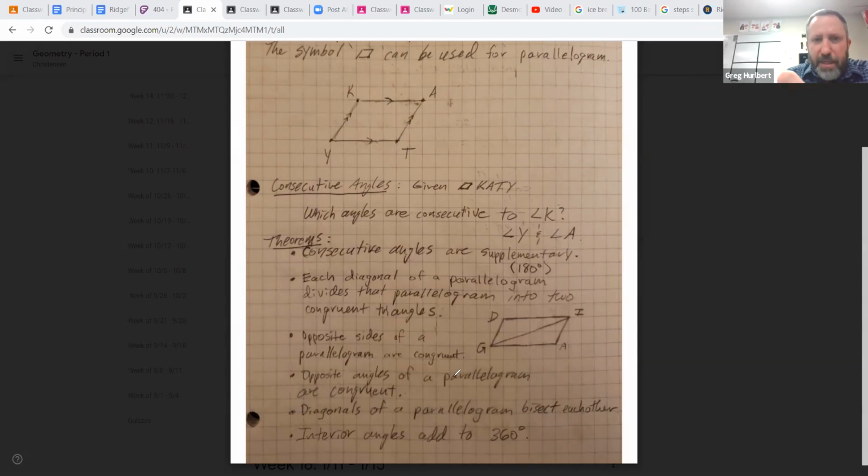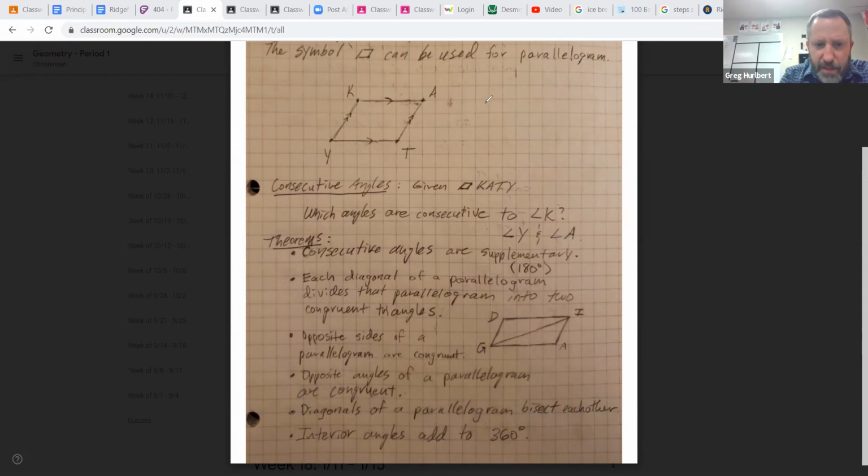The next thing that we have going on is each diagonal of a parallelogram divides that parallelogram into two congruent triangles. We will prove that in a minute, but right now, this triangle and this other triangle would be said to be congruent, but we would need to go prove that. We will. It is true, and so that is a property we can keep. It's a theorem, but we'll prove it.